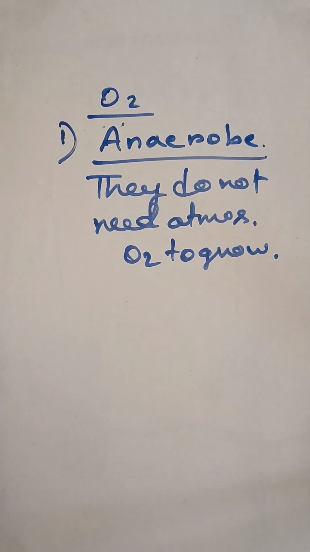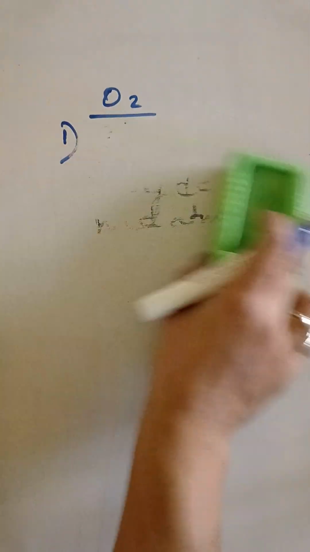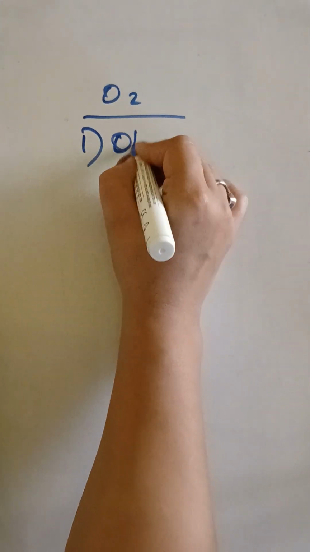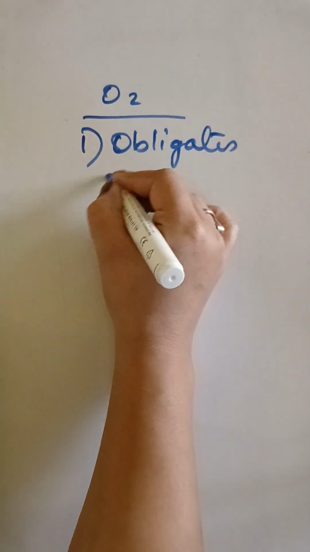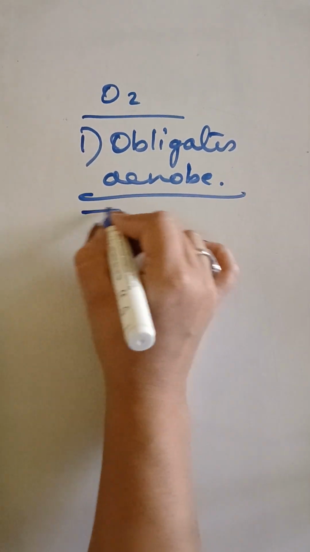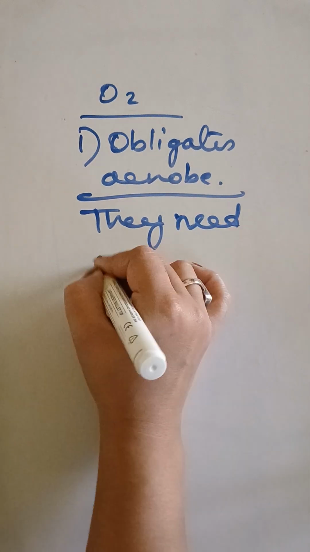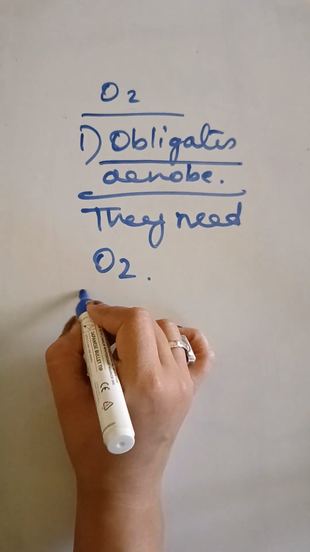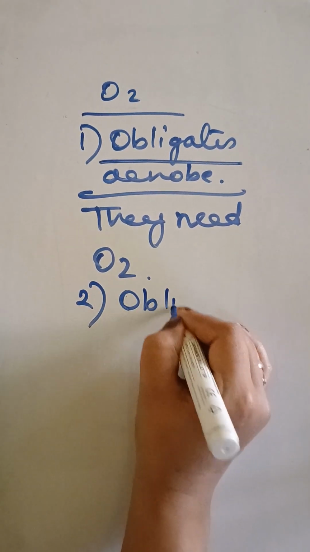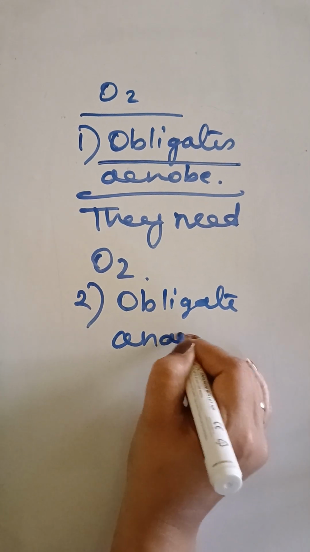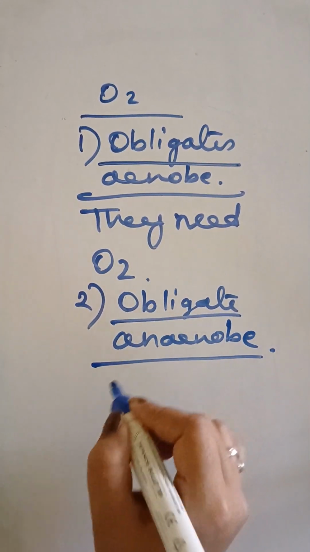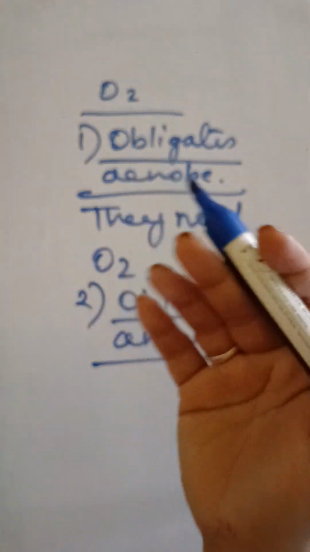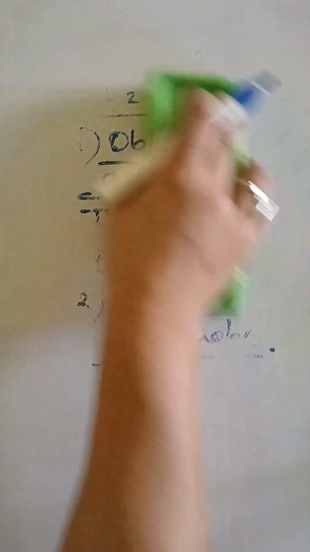Another important thing, depending on this oxygen parameter, is obligate aerobe. It means they need oxygen. Whatever the situation is, they need oxygen for their growth. Obligate means compulsory. And another one is obligate anaerobe, which means for their growth they don't need any kind of oxygen. So obligate means compulsory, they need or they don't need oxygen. That is aerobe, anaerobe.